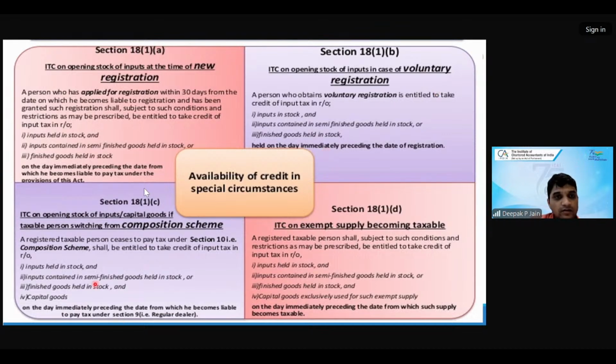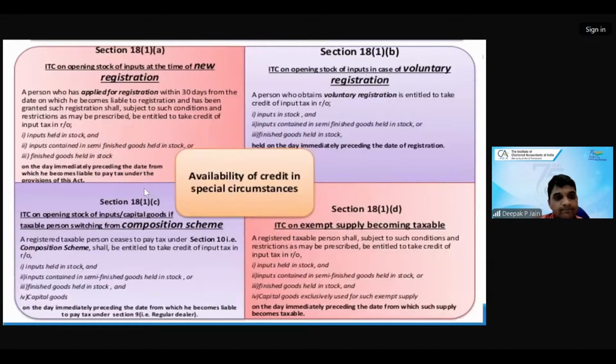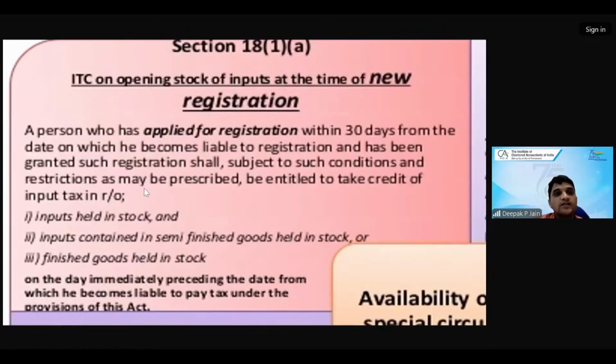So firstly, we will go to 18.1a. There are four situations majorly. We'll go one by one. First is 18.1a, which says what happens in case of ITC on opening stock. ITC on opening stock of inputs at the time of new registration.